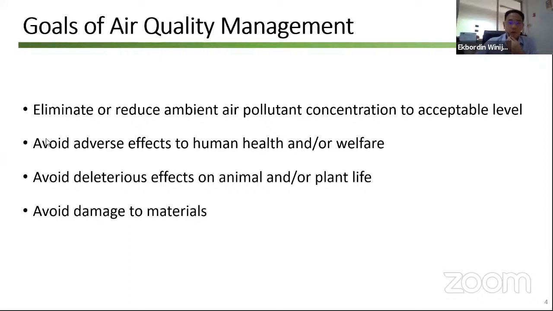And for the rest of the points, it is to avoid adverse impact to humans, to animals, to plants, and also to avoid damage to materials. So these are the goals of air quality management. The first one is to reduce or eliminate the ambient pollutant to an acceptable level. That acceptable level is going to be a level that will not impact any living organism, and also some materials or buildings.